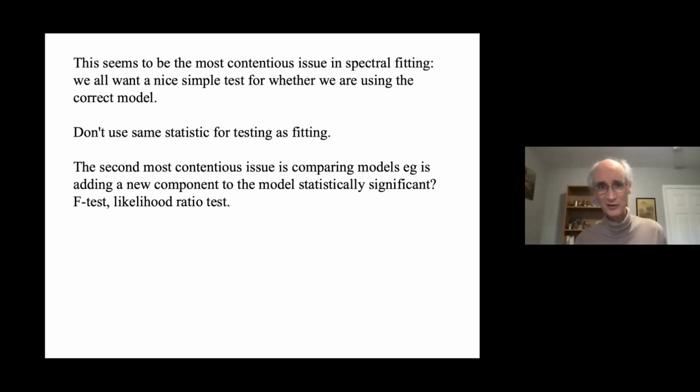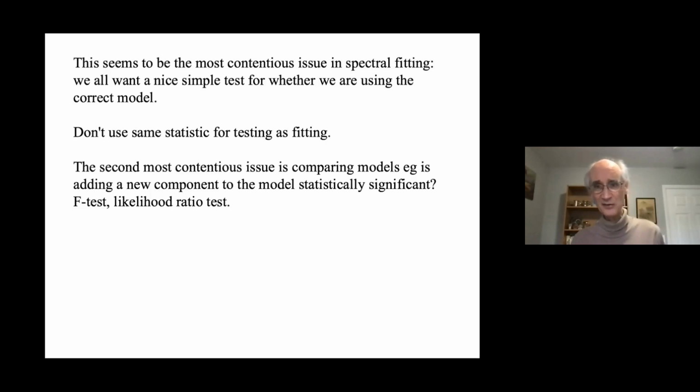I'd say that the second most contentious issue then is comparing models. So the simplest case of that is what I've just done, where I had a model and now I've allowed one extra parameter in there. So is that statistically significant? Am I justified in doing that? Well, there are standard tests for that, like the F test, which is a variety of the likelihood ratio test. But there are subtleties in using these. And generally, I recommend you always test stuff with simulations.